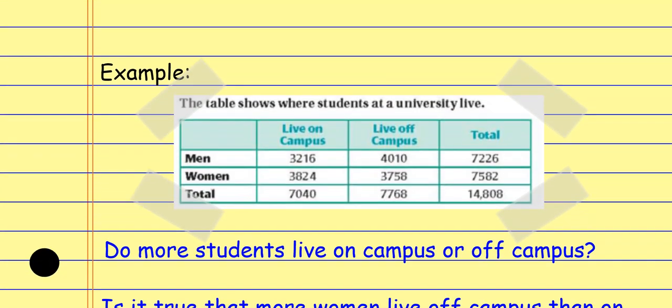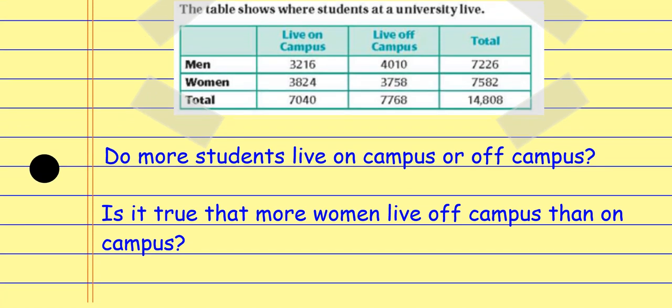If I look at the next one, again, here's a two-way frequency table. The first question says, do more students live on campus or off campus? So again, I identify those categories, and I can go right to the total for those two categories. Here's on campus and off campus for the totals. And so it looks like off campus has more. So the answer to this question is off campus.